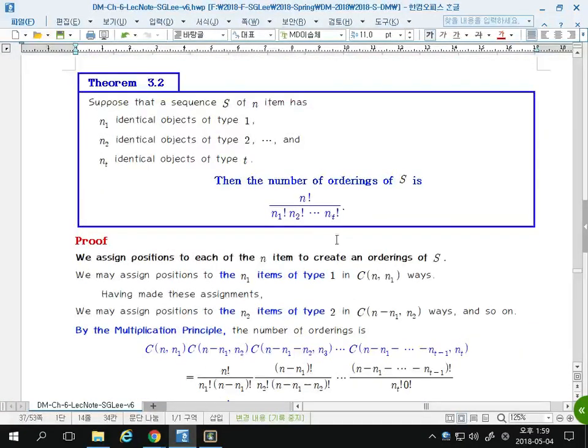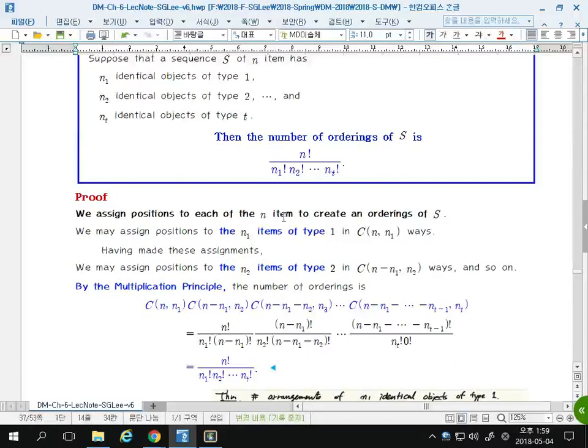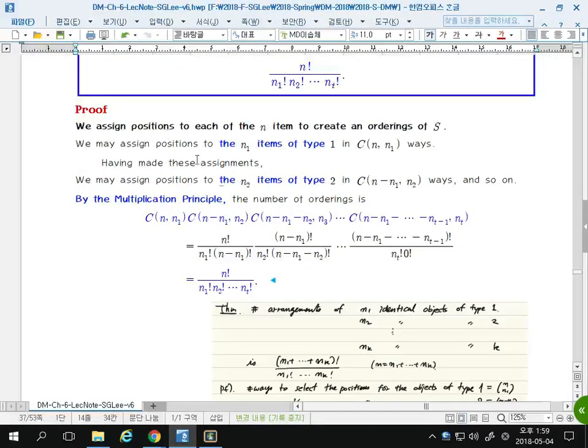Theorem 2. Suppose that a sequence S of n items has n1 identical objects of type 1, n2 identical objects of type 2, and nt identical objects of type t. Then the number of orderings of the sequence S is n factorial over n1 factorial, n2 factorial, up to nt factorial. So the earlier example is one exercise of this theorem. This theorem comes from those earlier observations, and the proof is simple.